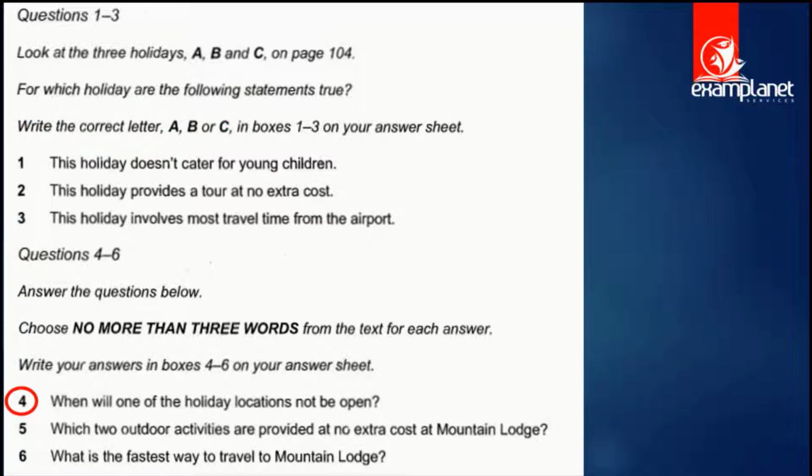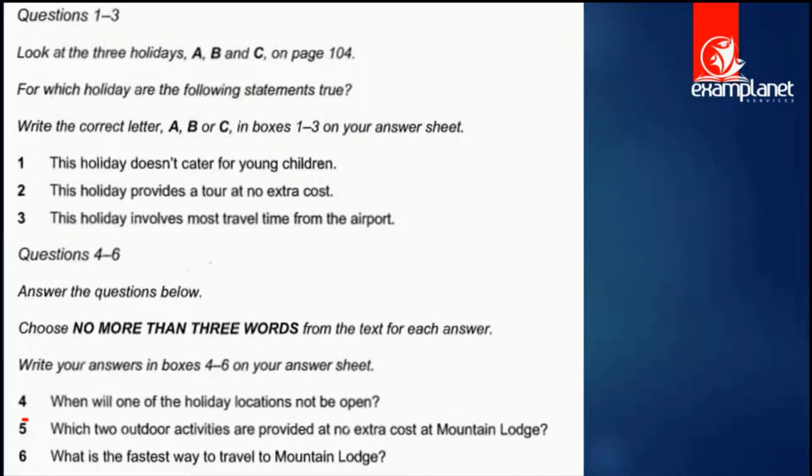For number 4, say when will one of the holiday locations not be open? The answer to that is actually under comments, under Pelican results. It says resort will close for May. So apparently the answer will be May.